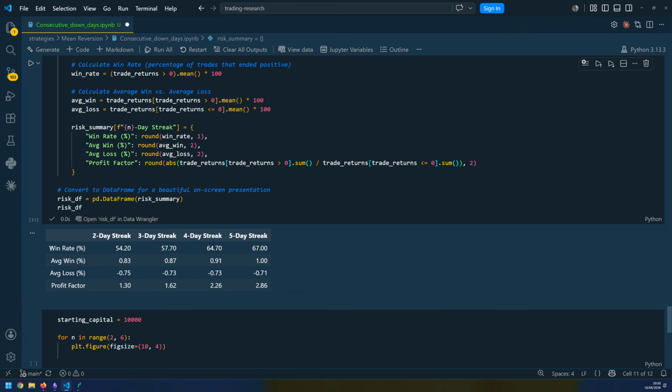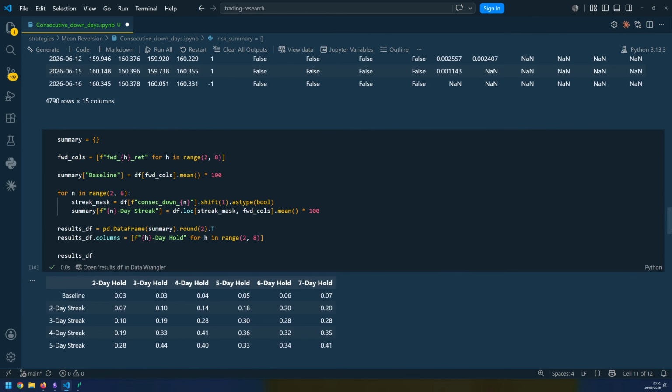So the first thing is that the win rate increases with the streak. The longer that pattern continues, the higher the likelihood of a reversal. The average win size increases and the average loss decreases, which means that the profit factor also gradually increases with the streak. So looking just at these raw numbers, it seems obvious that I should aim for the 5-day streak. That gives me the best results, the highest win rate, biggest profit factor.